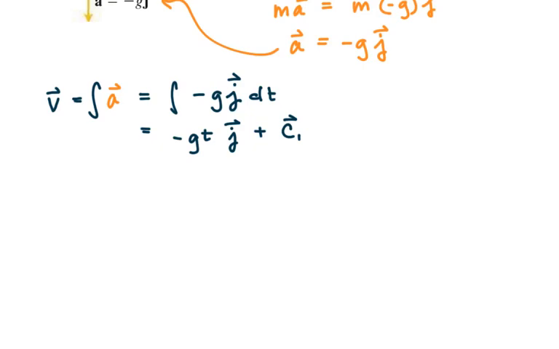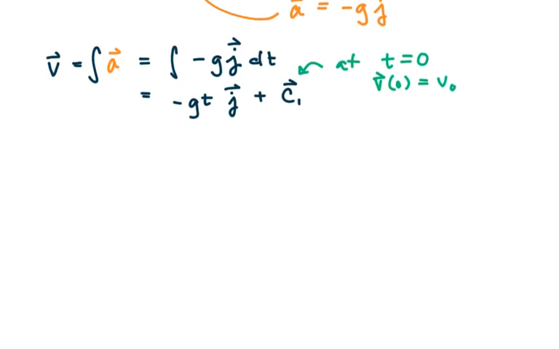And we use initial conditions here. We say at t equals 0 that v of 0 equals v naught, or rather we have an initial velocity of v naught. So doing some calculations, we can determine that this c sub 1 is equal to whatever the initial velocity is. So we can determine here that our v vector equals negative gt times j plus v naught.